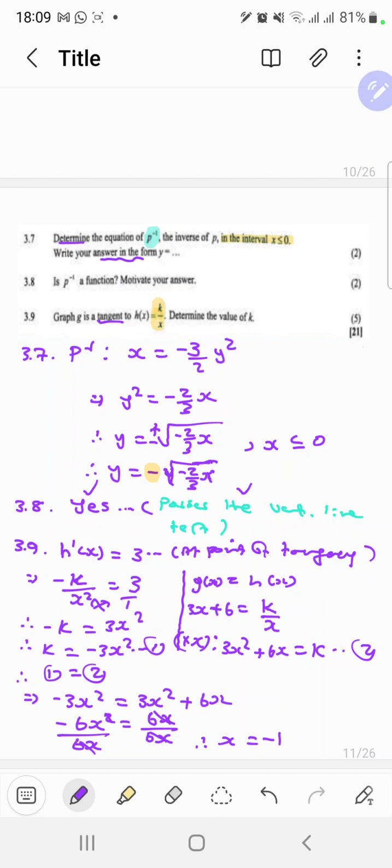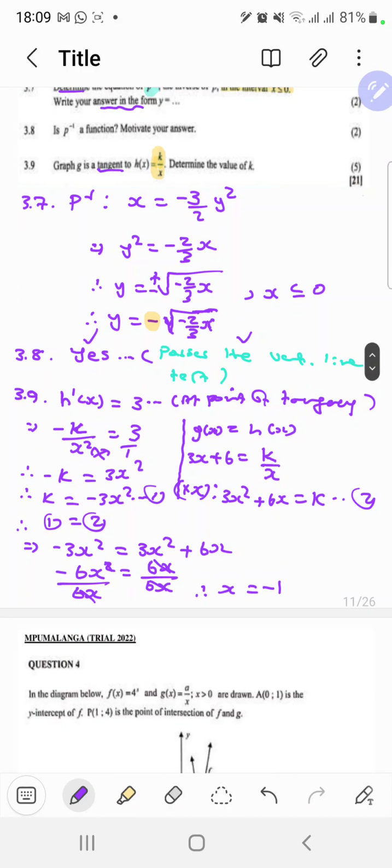So if x is minus 1, I'm running out of space. I'm just going to try and finish it up here. So this implies that our k is going to be minus 3 into minus 1 squared, which means our k here is minus 3. Okay, great stuff. So our k is minus 3.